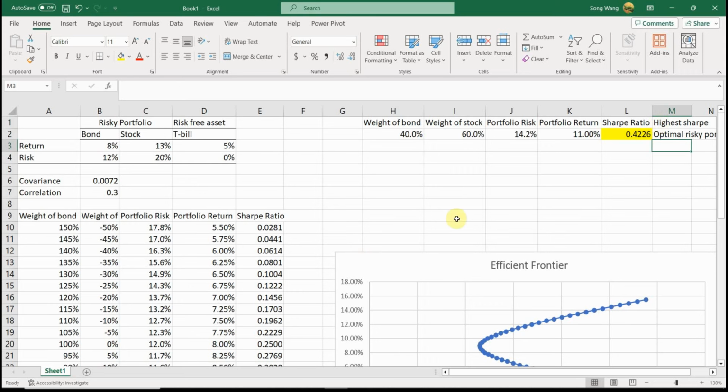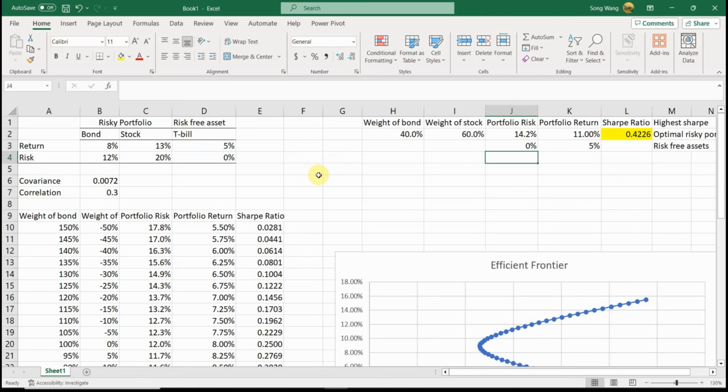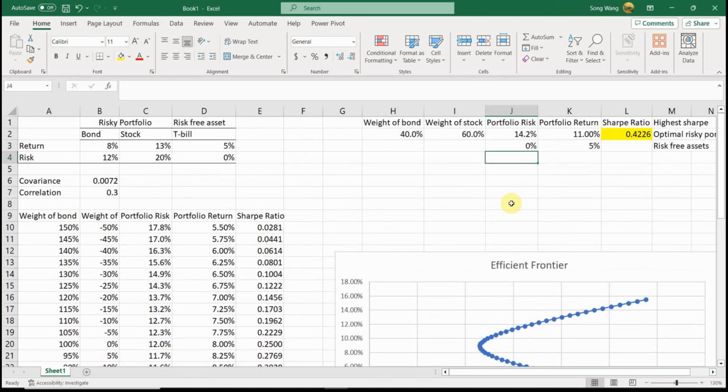And you can also do this. You can have the risk-free assets, and in the risk-free assets category you have the return. It's 5%, just borrow the 5% from here, and the risk is 0%. All right, and you can draw the capital allocation line.